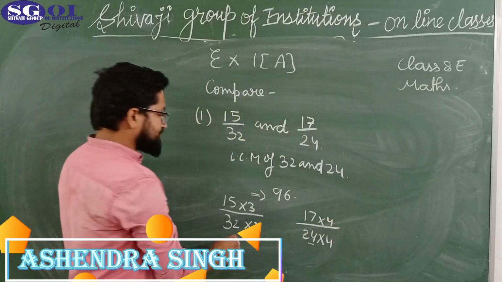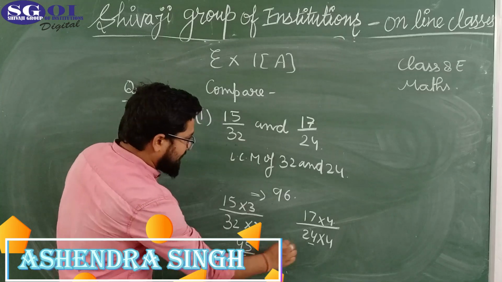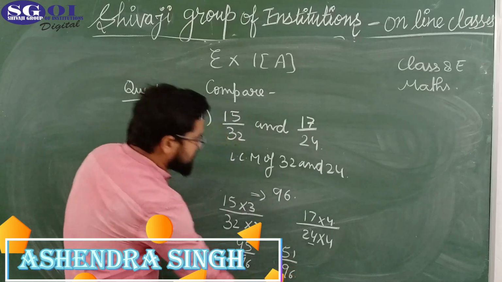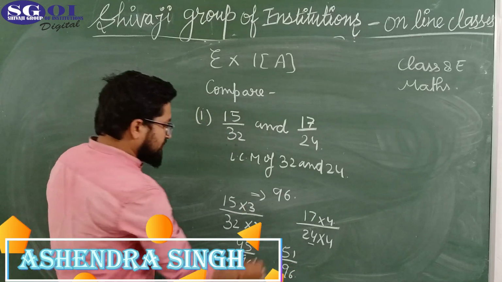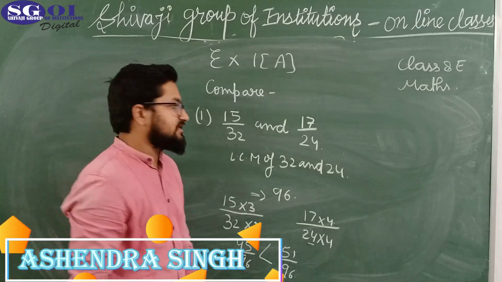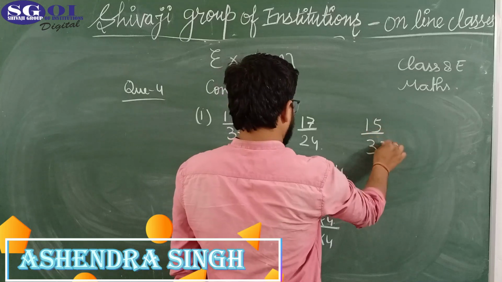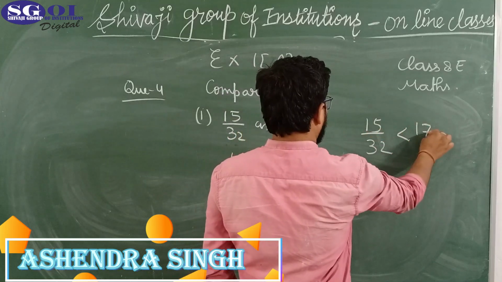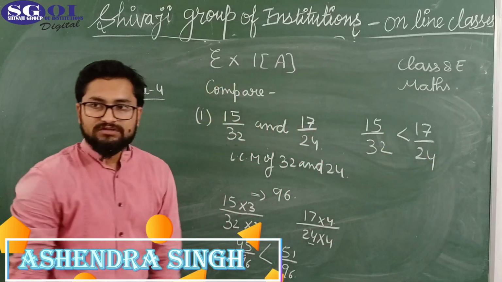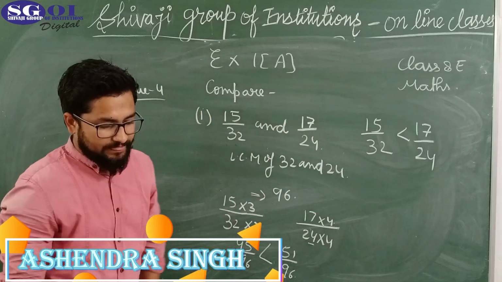So from here we will get 45 upon 96, and from here we will get 51 upon 96. Clearly we can see that 51 upon 96 is the greater number because both denominators are the same. So from here we can say that 17 upon 24 is greater as compared to 15 upon 32. This is how you will proceed with the other parts of question number 4.